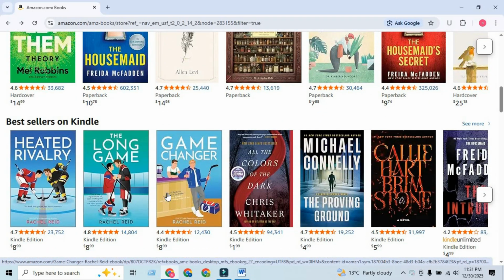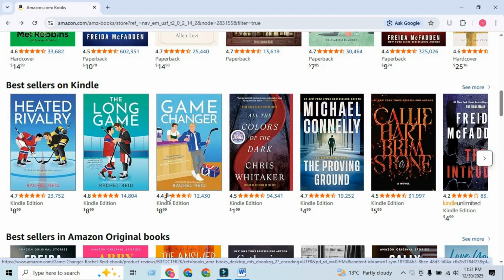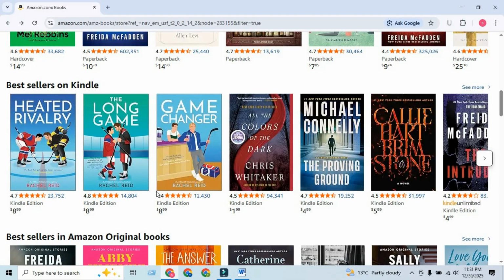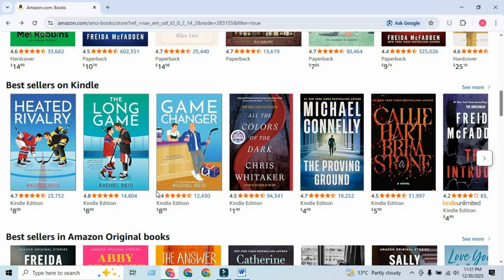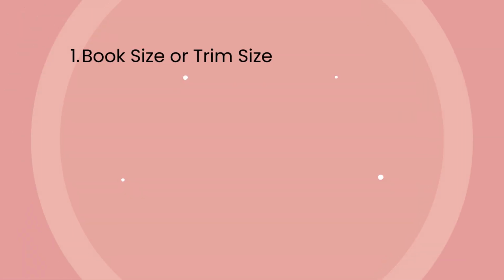Because printing is required, there is always printing cost. And this printing cost is the main reason why paperback royalty is lower. So, what does the printing cost depend on? Amazon paperback printing cost depends on a few important factors. Number one, book size or trim size. The bigger your book size, the higher the printing cost.